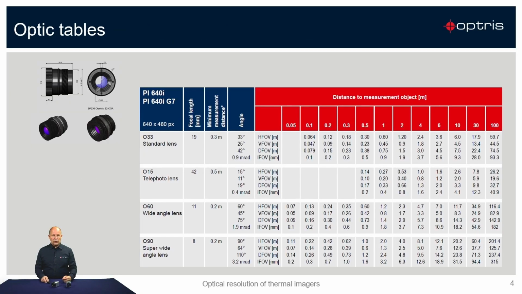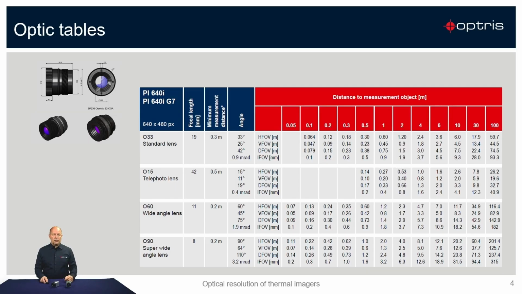And if you want to see which optics for a specific imager has which data at a certain measurement distance, then you can look on our brochures, for example, where there we have those kind of optic tables. So you see here you have different measurement distances, and you see all the data, field of view, pixel size, angle, minimum measurement distance, and so on. And you can check this for different optics.